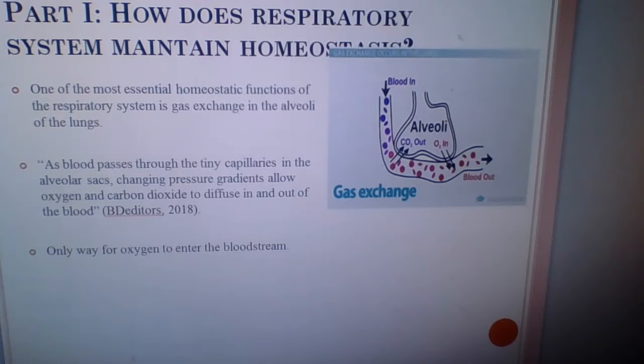How does the respiratory system maintain homeostasis? One of the most essential homeostatic functions of the respiratory system is gas exchange in the alveoli of the lungs. As blood passes through the tiny capillaries in the alveolar sacs, changing pressure gradients allow oxygen and carbon dioxide to diffuse in and out of the blood. And this is the only way for oxygen to enter the bloodstream.